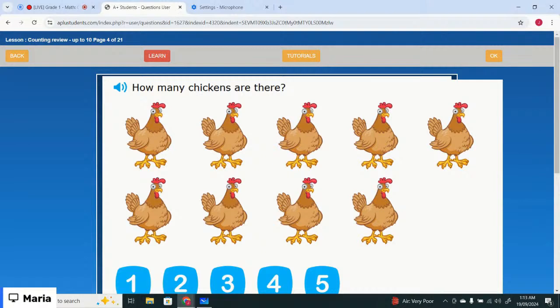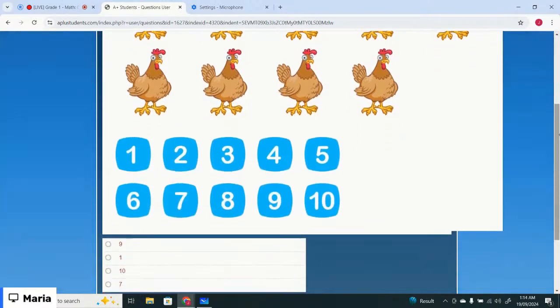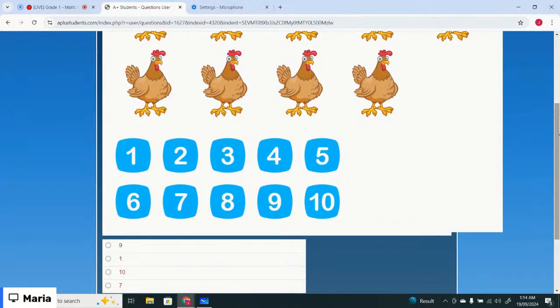How many chickens are there? Let's just count the chickens, right? We have 1, 2, 3, 4, 5, 6, 7, 8, 9. So we have 9 chickens. The correct option is 9. Option number 1 is the correct option. Got it?